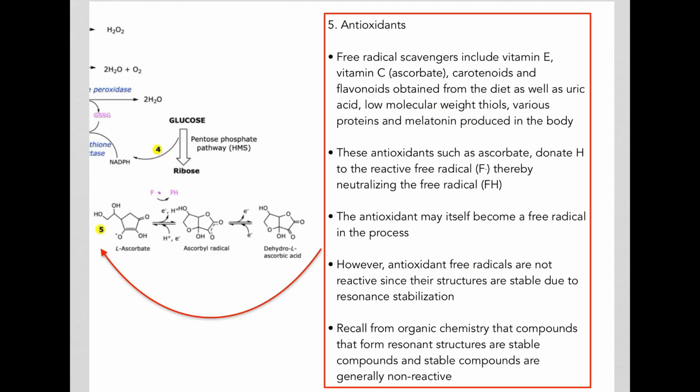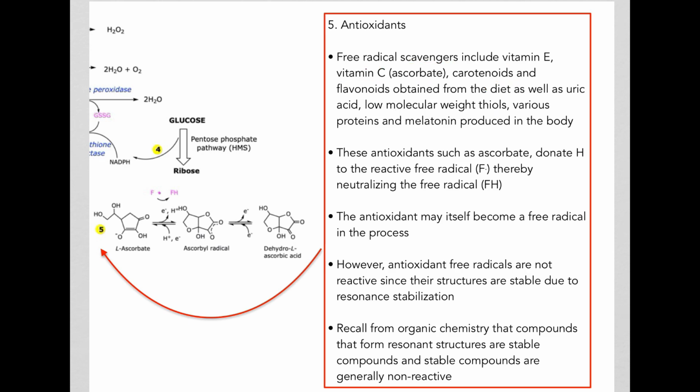Now, another way we can protect ourselves against free radicals is using antioxidants, free radical scavengers. That includes vitamin E, vitamin C, carotenoids, as well as flavonoids that are present in the diet, especially fruits and vegetables. And there are also other small molecules that can act as antioxidants, for example, uric acid, several low molecular weight thiols, some proteins especially rich in cysteine, as well as melatonin that's produced in the body.